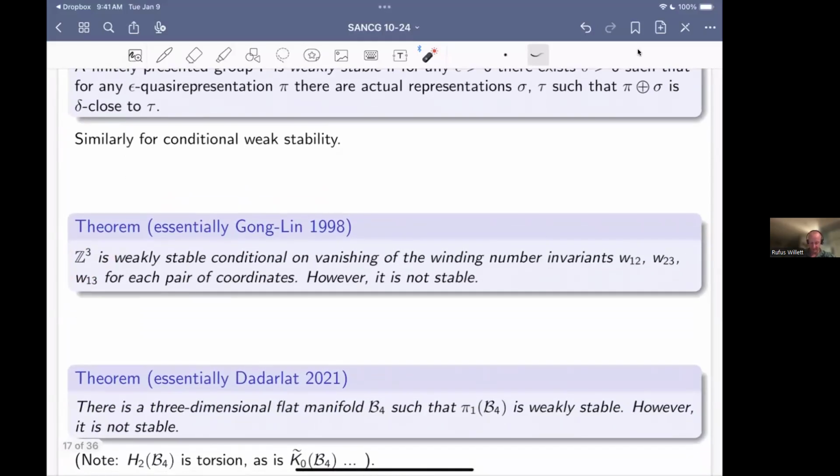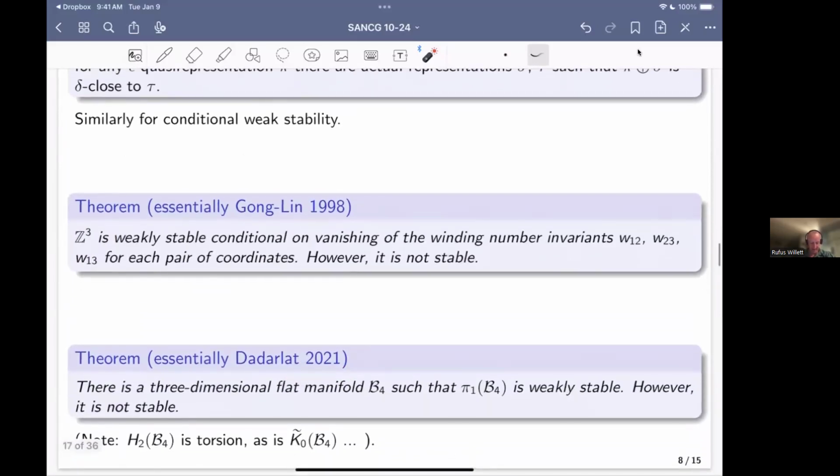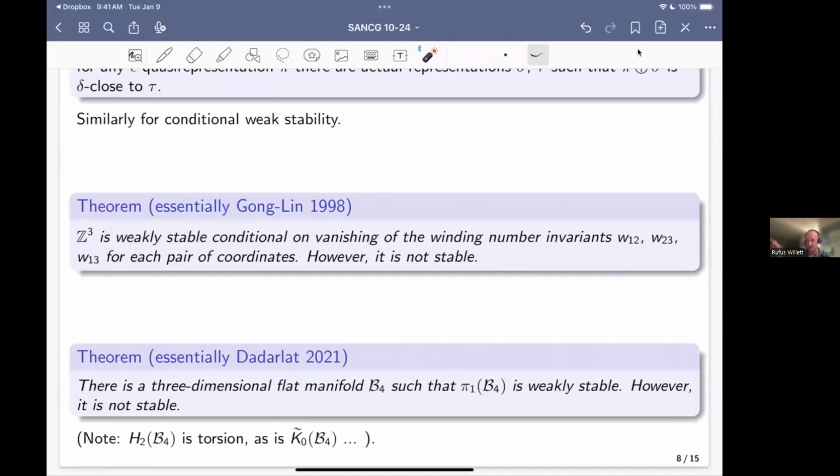Similarly, this is much more recent, but essentially due to Marius Dadarlat in 2021, there is a three-dimensional flat manifold. So again, it's the fundamental group of a three-dimensional manifold. It has this thing as a finite index subgroup. The fundamental group has these cubes as a finite index subgroup, is weakly stable, but is not stable. Again, the special thing about this particular flat manifold is that its second homology is torsion. These things here correspond to the second homology of the 3-torus. It's a rank 3 abelian group, and generators correspond to the generators. But for this manifold, the second homology is torsion, as is the reduced K-homology. And that's relevant to what's going on.